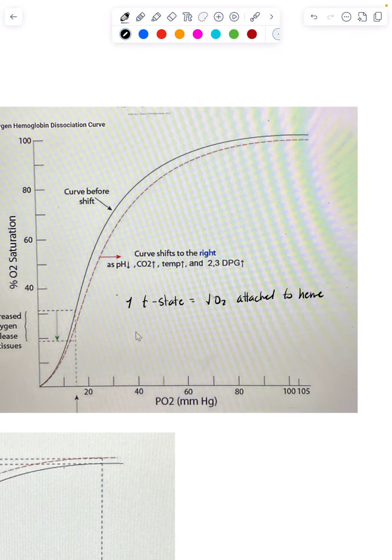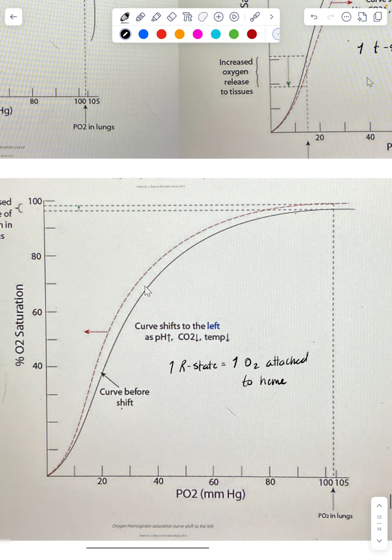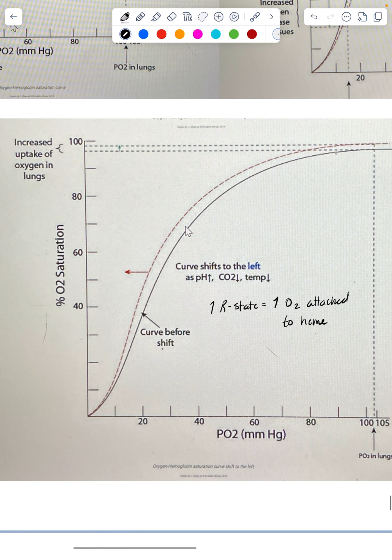And we can see that represented here. We have less oxygen saturation on this axis, which means we have less partial pressure of CO2 in each spot. When we have a left shift, we increase the pH, we decrease the CO2, and we decrease the temp. And this is more of an R state, which means more oxygen will be attached to heme.